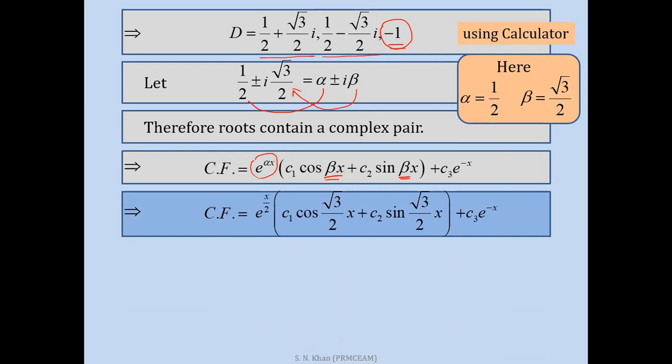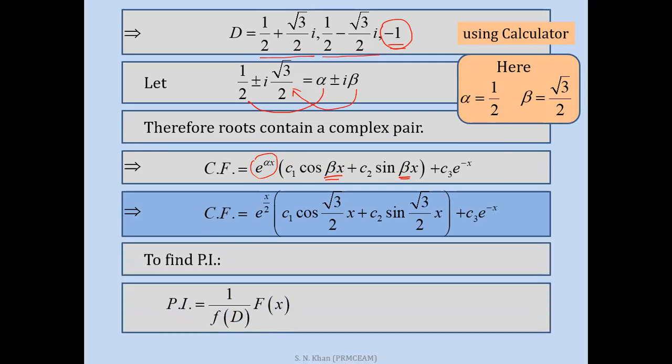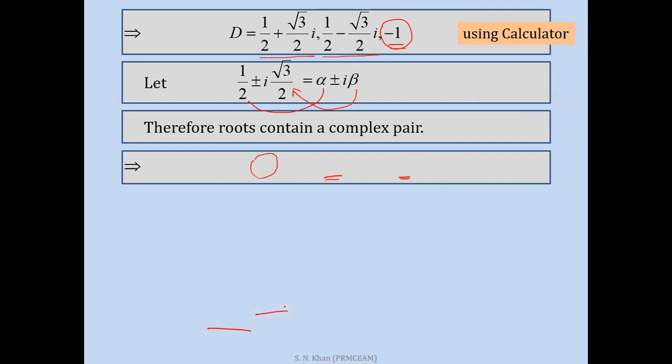We got the CF. Now we need the PI. The formula for PI is equal to 1 upon f of d operating on capital F of x. So again, we need the value of the operator f of d and the value of the function capital F of x. So let's check what the values are here.